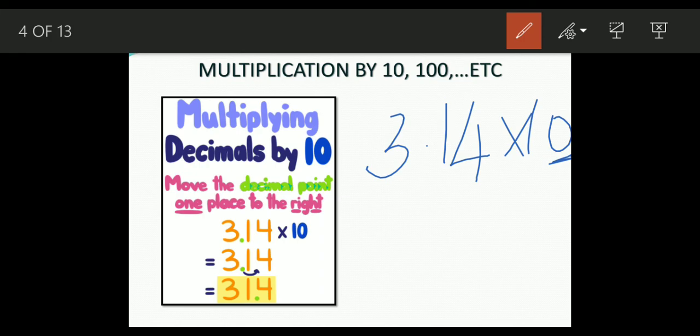I have only, let me show you with another color, I have only 1 zero. So what is my question? Write the number as it is. Don't keep the decimal point. Write 314 as it is.